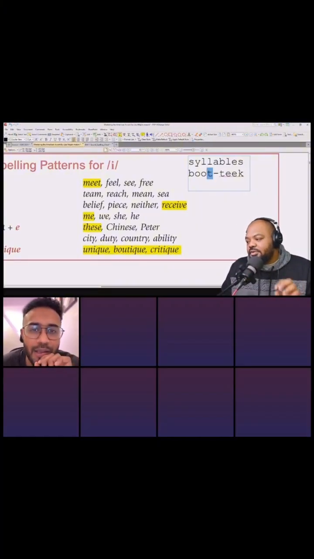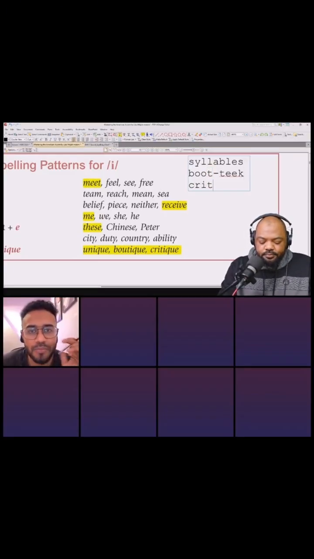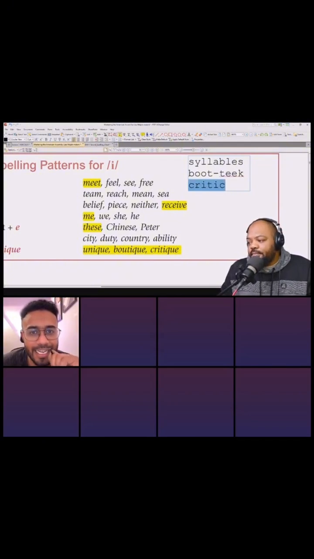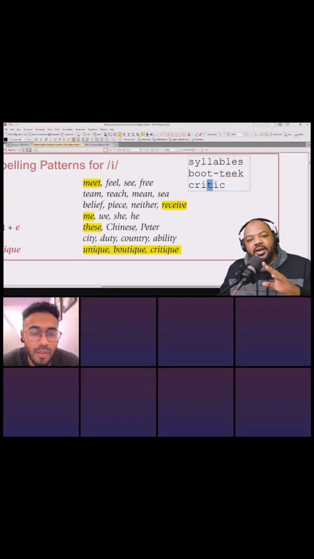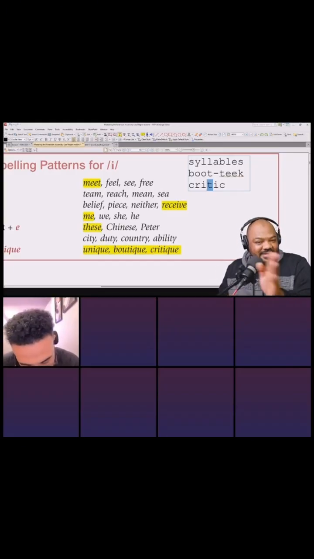Boutique. Perfect. Now, this last one, let me show you the root first. Can you say critic? Critic. Now, we're going to come to this later on, but sometimes when we have a T in the middle, it sounds like a D sound. So critic. Perfect. We'll get to that. That's another lesson. But here, the T is a T. So it's critique.